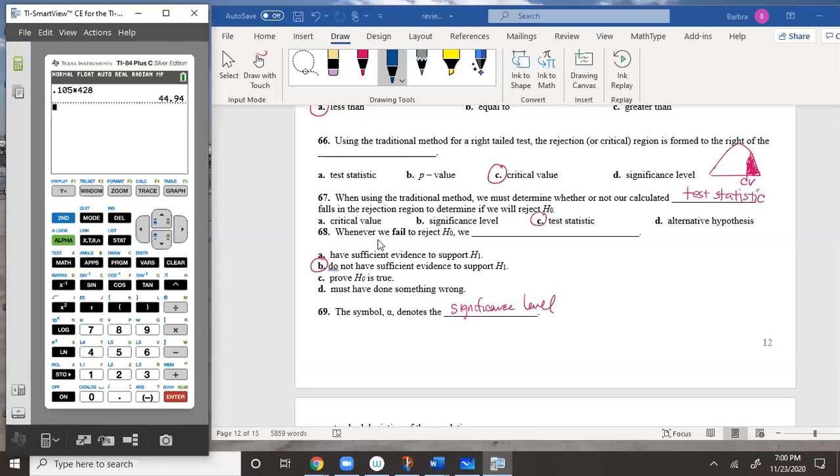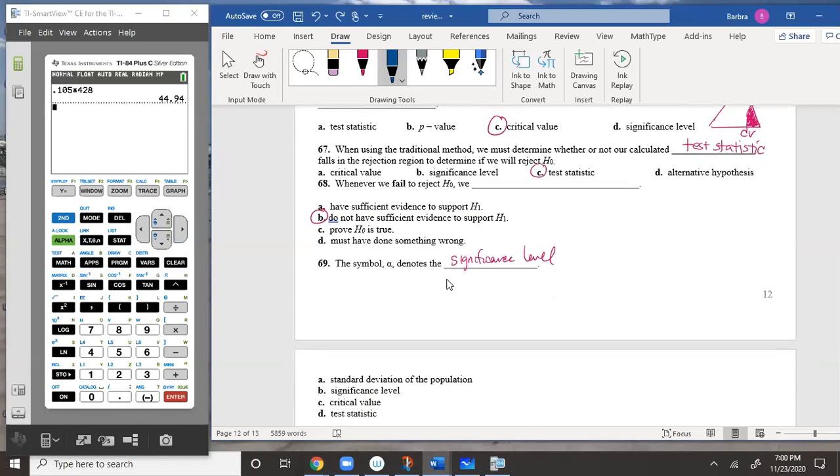Number 68, whenever we fail to reject the null, we do not have sufficient evidence to support the claim. Okay, just remember, if we reject the null, we support the claim. If we fail to reject the null, we cannot support the claim and do not have sufficient evidence.